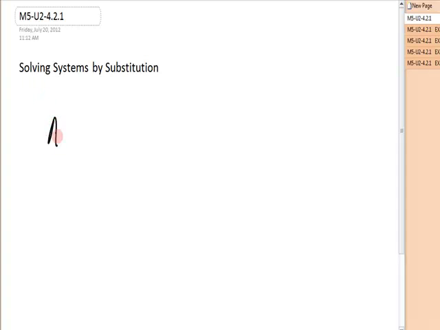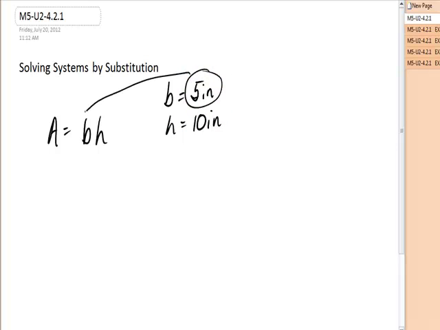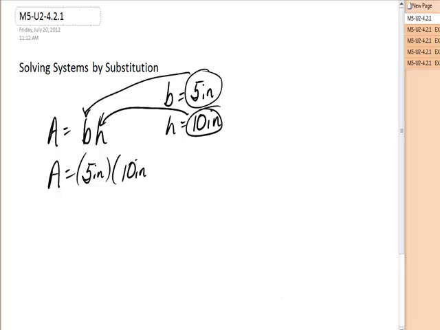If you have A is equal to BH, and somebody tells you that the base is 5 inches and the height is 10 inches, you substitute those values in the place of their variables. So A would be 5 inches times 10 inches, or 50 square inches.